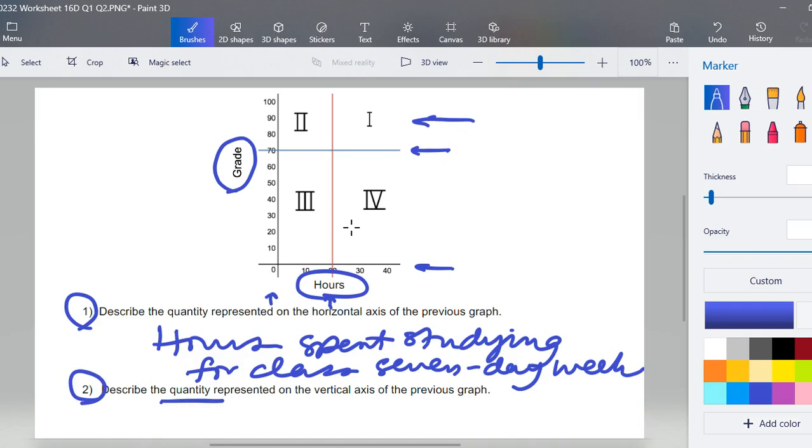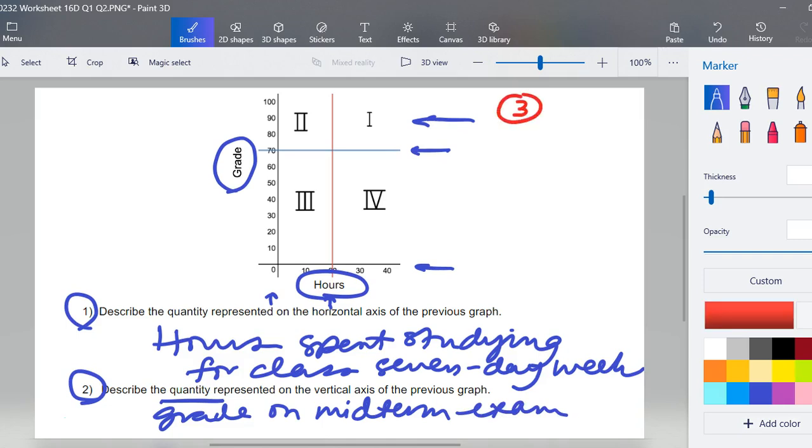Question 2, describe the quantity represented on the vertical axis of the previous graph. And it's a grade, but it's a grade on what? If we look back up through the top information, it's going to be the grade on the midterm exam.